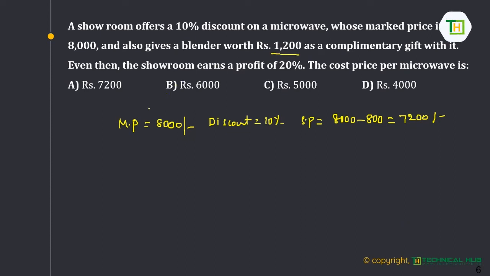Since you buy this microwave, they have given a discount and also a complimentary gift worth 1,200 rupees. That means now you don't want to spend those 1,200 rupees, or at least I can say that 1,200 rupees is a saving for you. So the total you spend for those two products is 6,000 rupees only. You just paid 6,000 rupees, isn't it? Even after that, the showroom earns 20% profit. So what is 20% profit here?